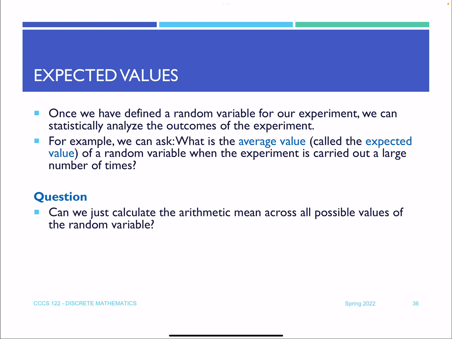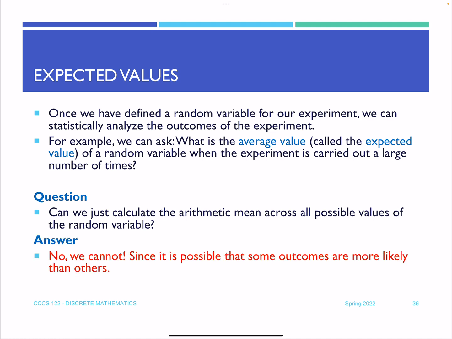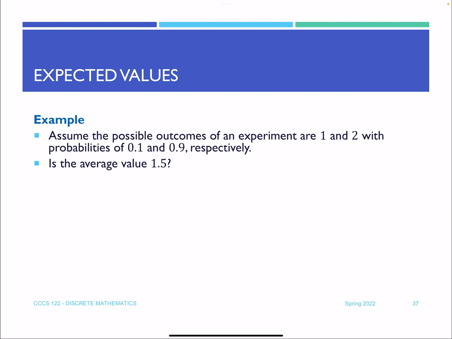So can we just calculate the mean across all possible values of the random variable and that's it? And the answer is no, we cannot. Because it's possible that some outcomes are more likely than others. And we've seen that with the example of the loaded, the biased die. So what do we do? Some outcomes are more likely than others.